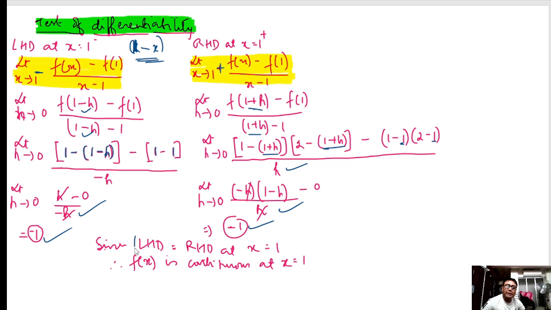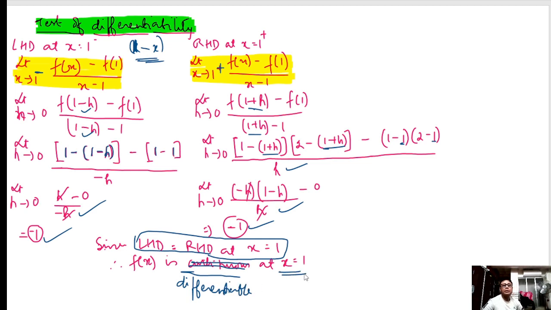That means the left hand derivative and the right hand derivative are equal. That means I can say that it is differentiable at x equal to 1, but it was not continuous at x equal to 1.